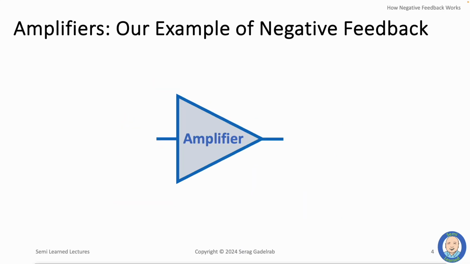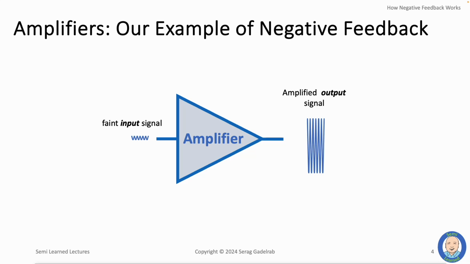To explore negative feedback, we will adopt amplifiers as our example of a system that needs negative feedback to operate effectively. Amplifiers are simple electronic circuits that take in a very faint input electrical signal and, like the triangle wave that we see here, amplify it to produce a much larger output signal.